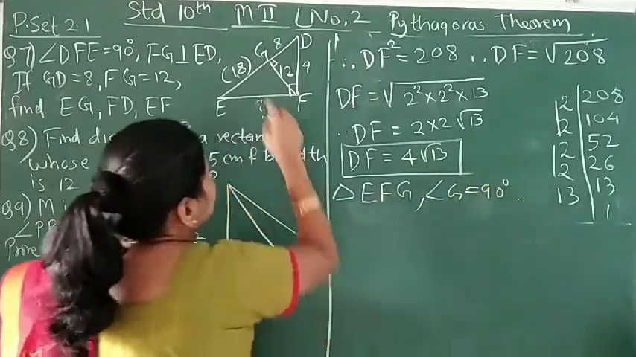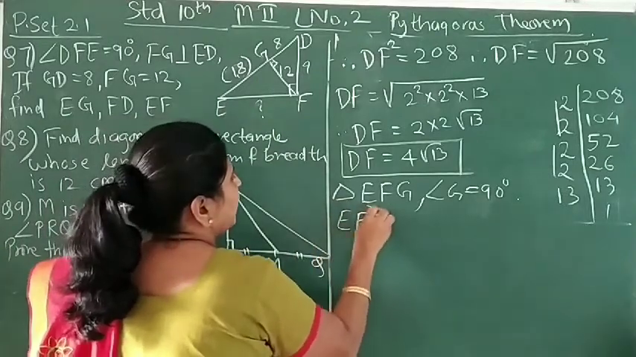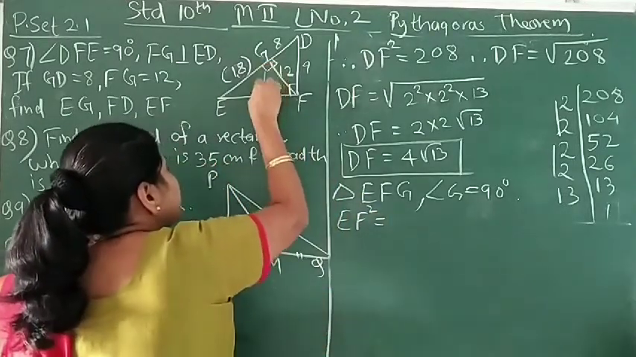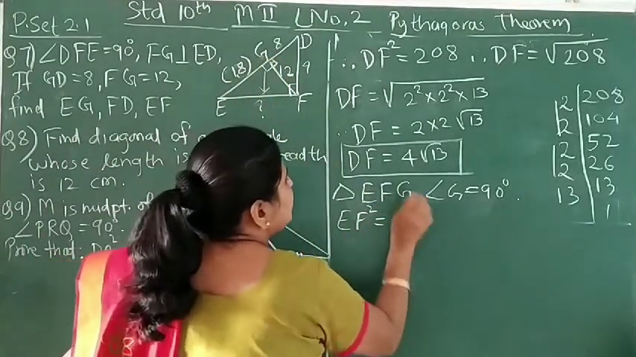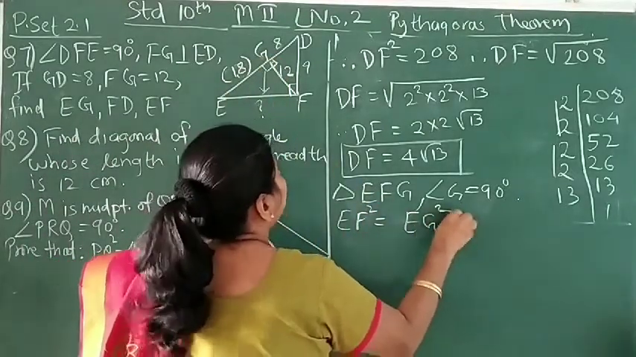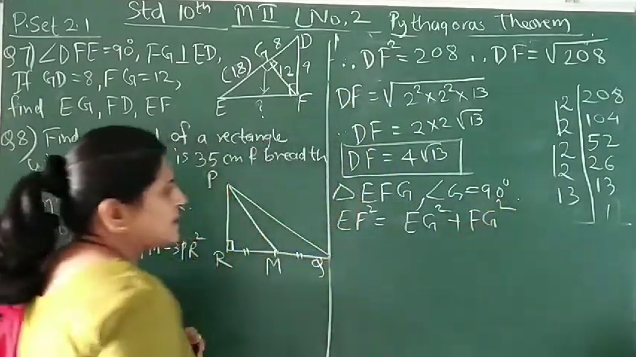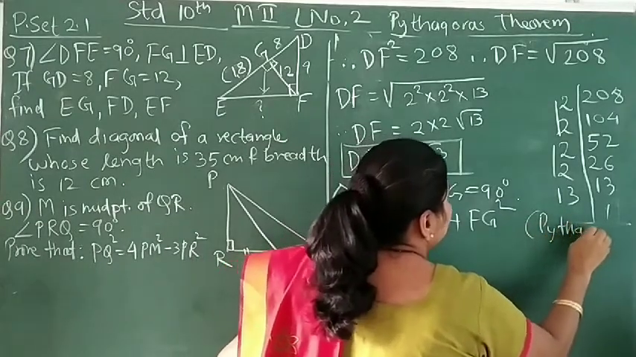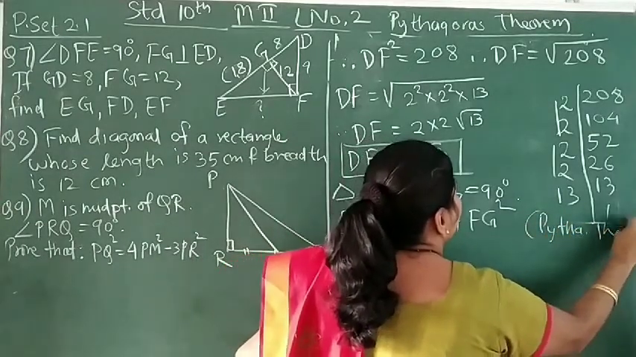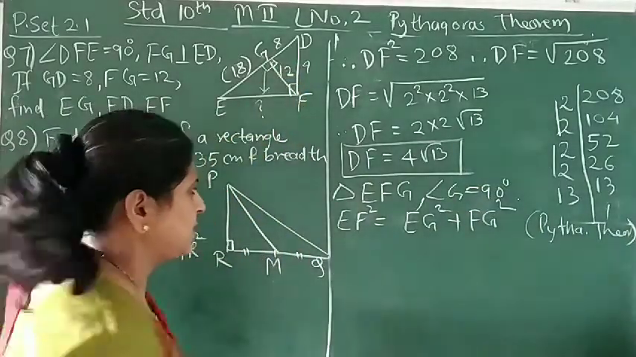So using Pythagoras, EF square, that is the hypotenuse, which is opposite to the right angle, is going to equal EG square plus FG square. So this is the Pythagoras theorem, where we can write that result. In the previous triangle also, we can write this Pythagoras theorem.